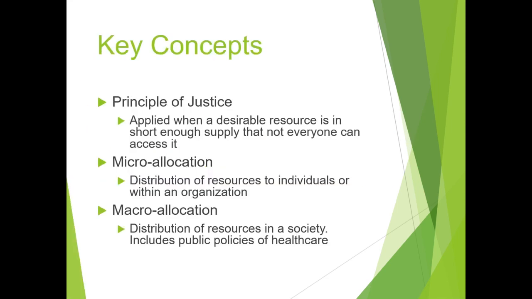Some key concepts in the chapter are going to be this principle of justice, microallocation and macroallocation. So most ethicists today hold the view that there would be no point of talking about justice or fairness if it weren't for the conflicts of interest that are created when goods and services are scarce and people differ over who should get what. When such conflicts arise in our society, we need principles of justice that we can all accept as reasonable and fair standards for determining what people deserve.